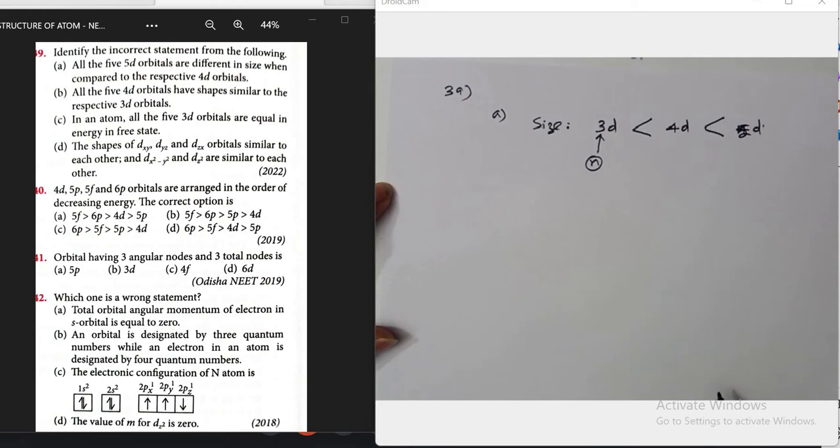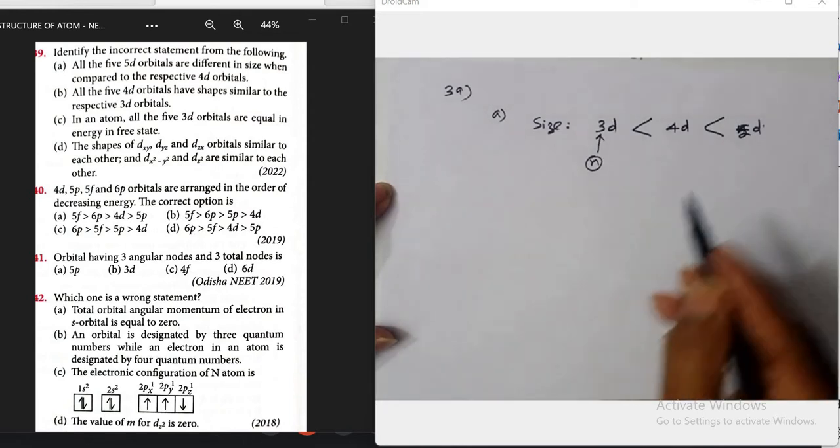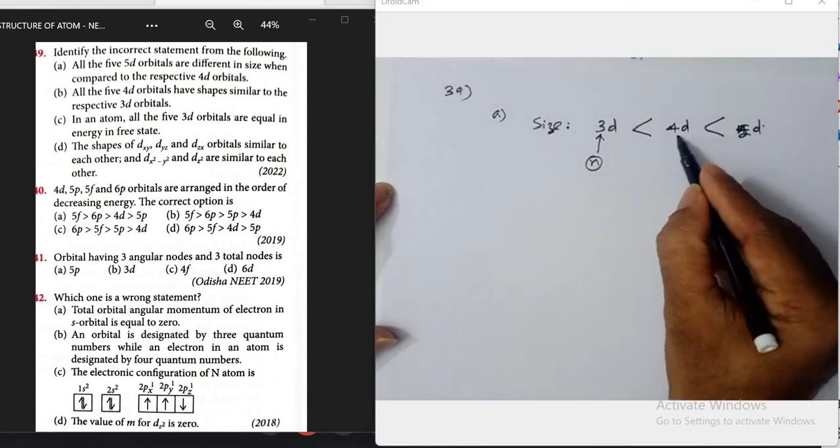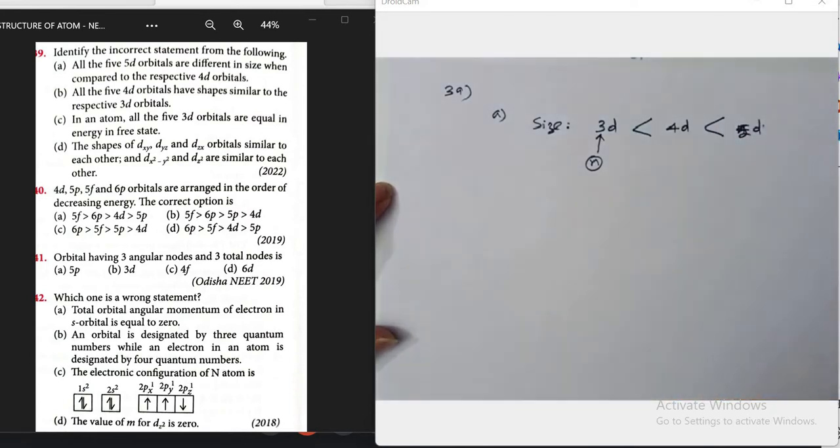So read option A again. All the 5D orbitals are different in size when compared to the respective 4D orbitals. Yes, definitely the sizes are different. So in option A, the statement is a correct statement. Then option B: all the 4D orbitals have shapes similar to the respective 5D orbitals.